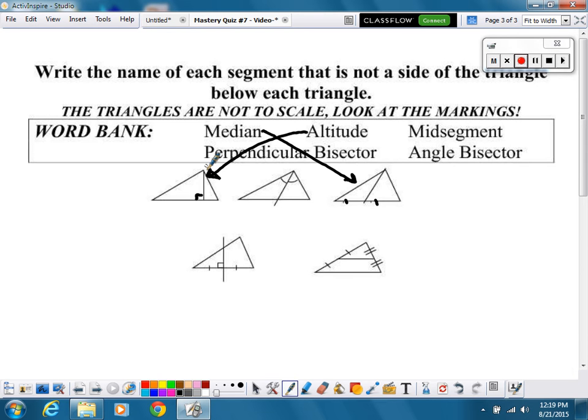The midsegment of a triangle basically is parallel to one side of the triangle and cuts the other 2 sides of the triangle into 2 equal parts, and that would be this triangle down here.